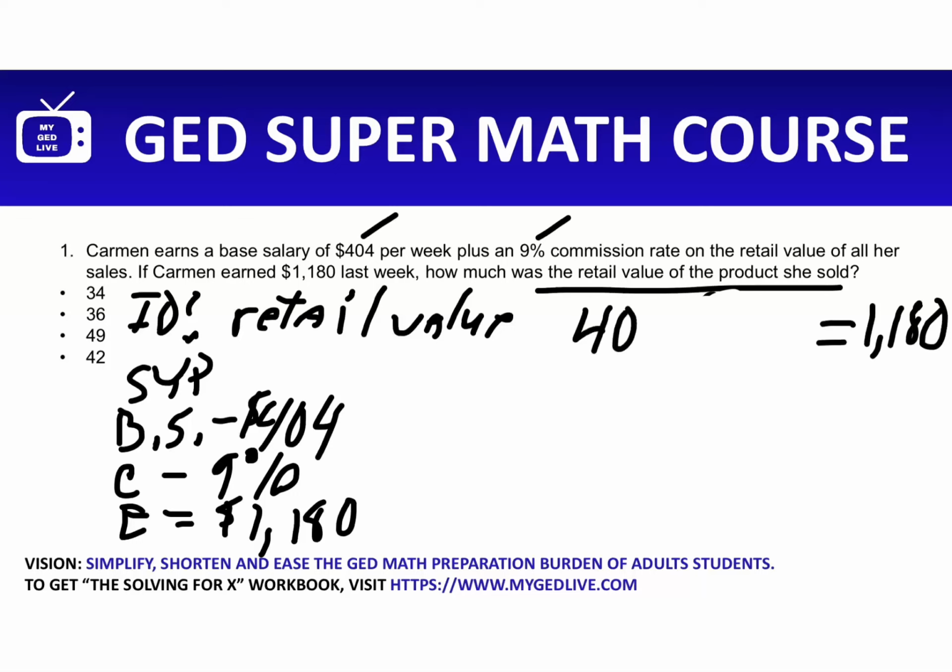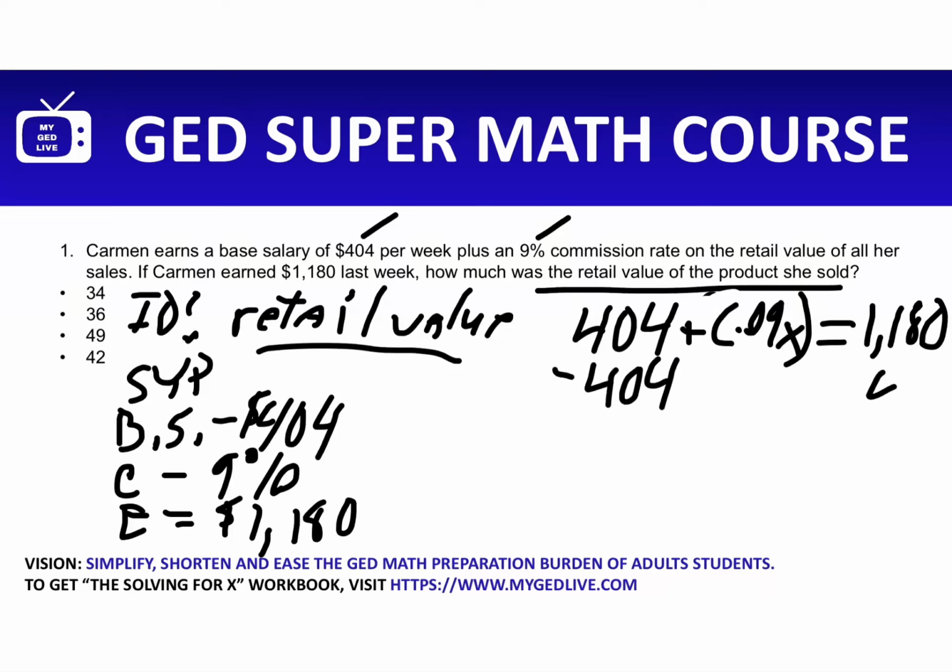We know that her base salary was 404, and we know that her commission is 9% of the total retail value, but we don't know what the retail value is. That's the question. So we're going to say plus 0.09 times x, the commission of x. We don't know x. Now we're going to come back around and start doing our same process again. We're going to do the opposite. That cancels that out.